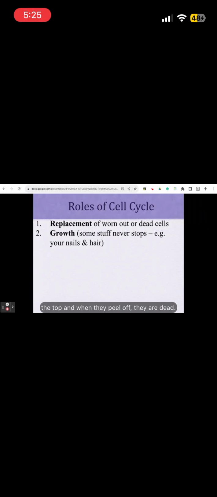In addition, if you've ever had a sunburn, you've damaged all of those skin cells at the top, and when they peel off, they're dead, and your body's actively replacing those dead cells from the bottom up. Also, for the cell cycle, one of the roles is growth. Some things never stop growing, like your hair and your nails. So those have to be replaced over time.